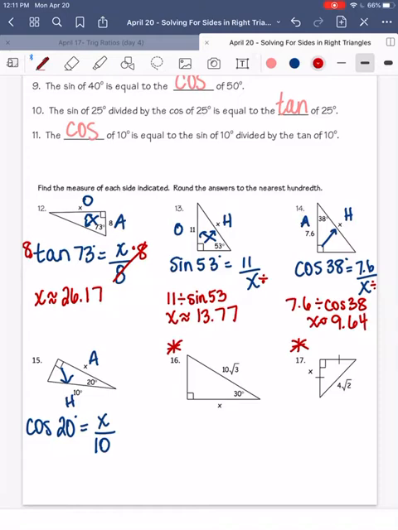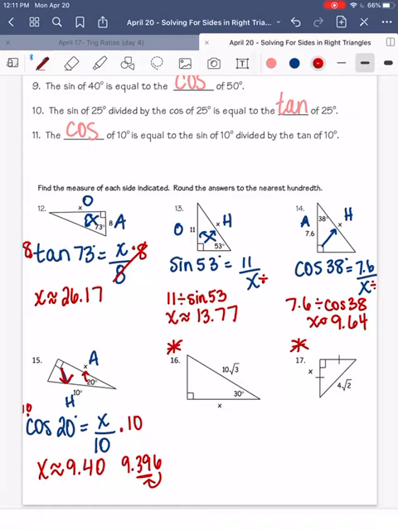Now 15, I think some of you may have had this backwards or labeled them incorrectly, but notice that the hypotenuse is always across, and this is adjacent because it's beside. So that's cosine. Then adjacent over hypotenuse is x over 10, so we're going to multiply by 10 here. 10 times cosine 20 is approximately 9.40. Let me write this down. It was 9.396, so that 6 tells the 39 to bump up.